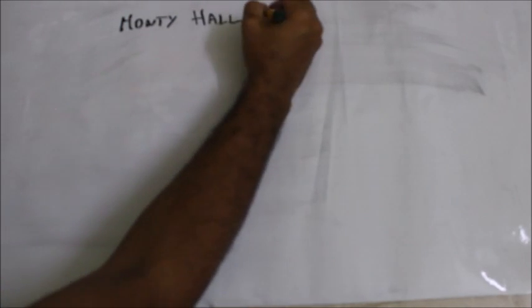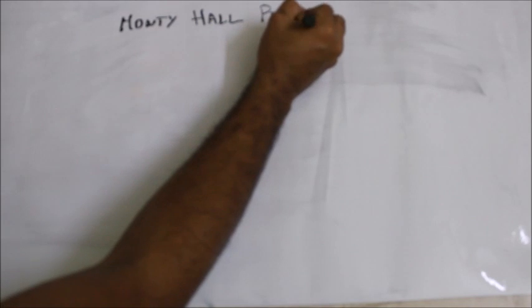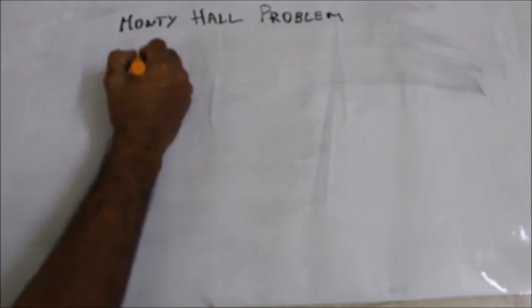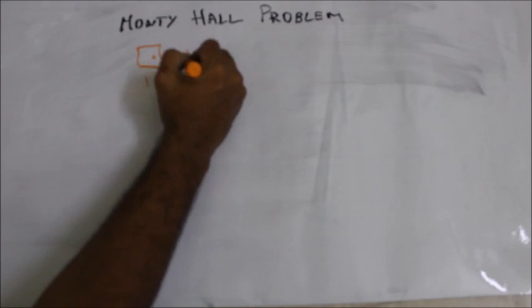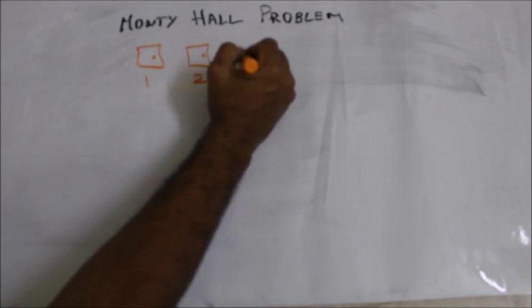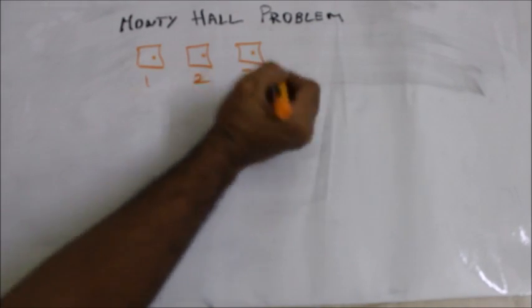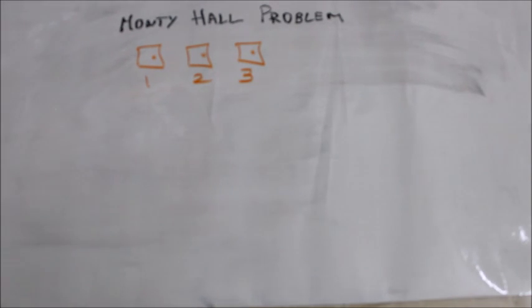We're going to start with a very famous problem called the Monty Hall problem, named after a game show host. Now the problem goes like this. You have three doors, door number 1, door number 2, let's call them door number 3, and behind one of these doors lies a brand new car, whereas behind the other two doors lies a goat.